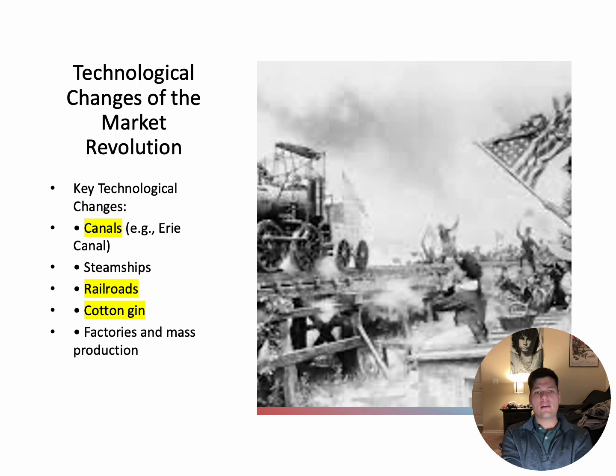We also see some technological changes during this time as well. Key developments included canals like the Erie Canal, steamships, and railroads. The cotton gin also changed the way cotton was being produced during this time, and factories introduced mass production techniques as well. These changes drastically altered the economic landscape. You can see what's highlighted. Technology was changing at this time, and the way they were doing things as well, like the cotton gin. Go ahead and write down the changes, and let's move on.